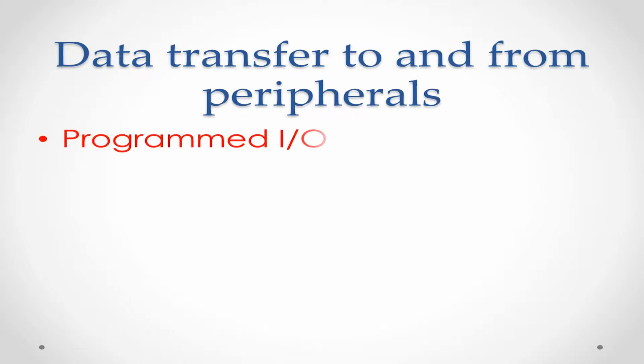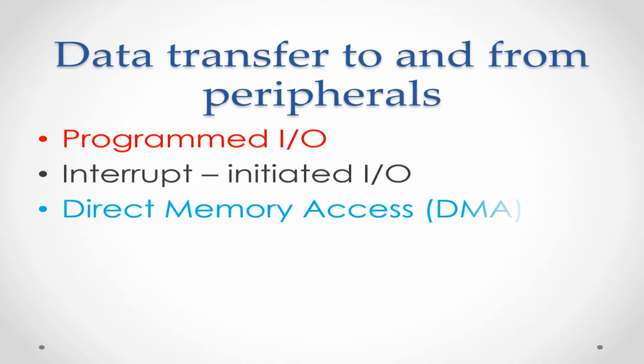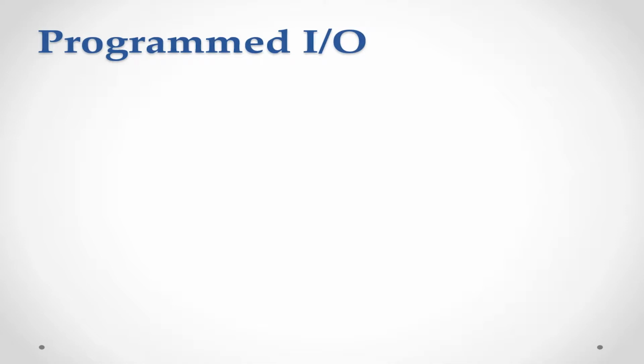Data transfer to and from peripherals may be handled in one of the four possible modes. 1. Programmed input-output. 2. Interrupt-initiated input-output. 3. Direct memory access or DMA. And 4. Input-output processor or IOP. Let's start with programmed input-output.